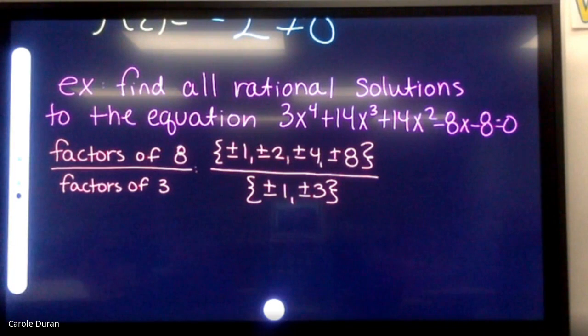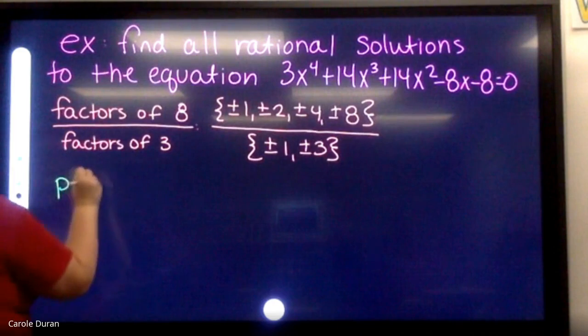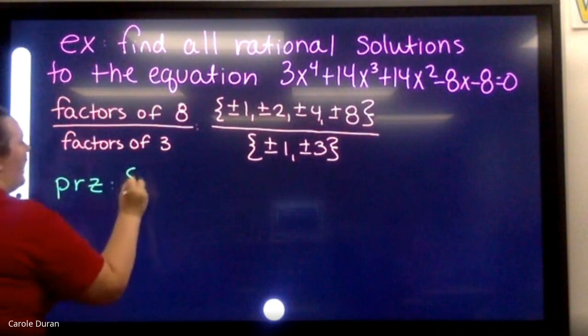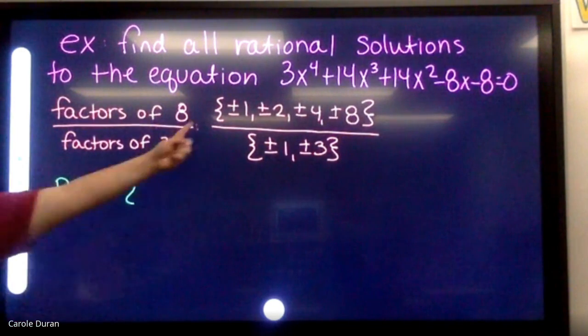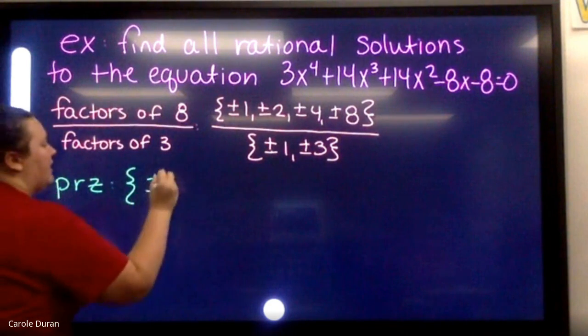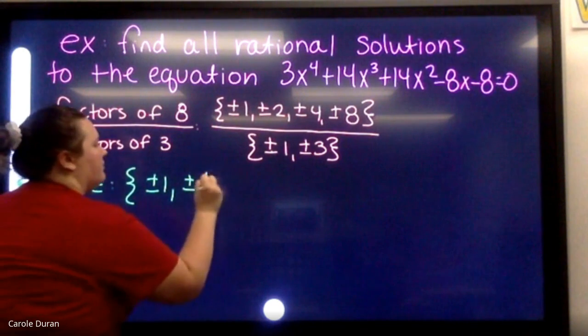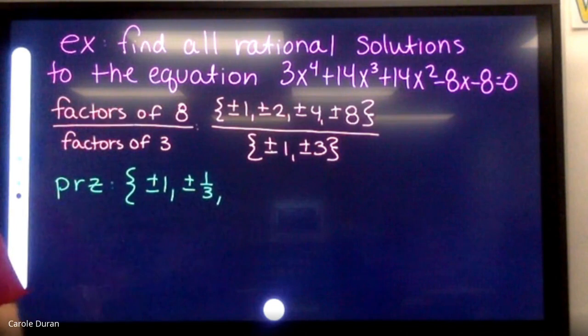Okay, are we ready? So my list of all possible rational zeros, or my PRZ, I just like to move left to right. What's 1 divided by 1? 1. So I include the positive and the negative of that. What's 1 divided by 3? 1/3, positive and negative. What's 2 divided by 1? 2.